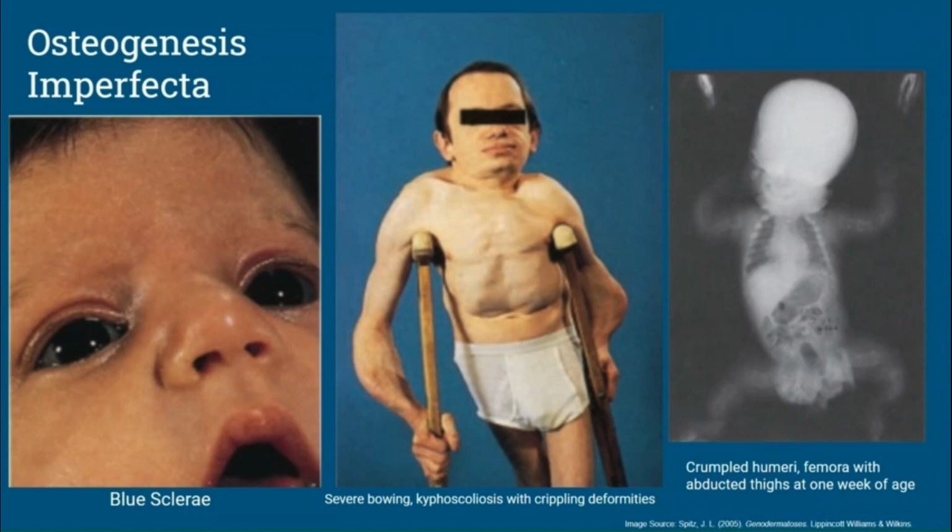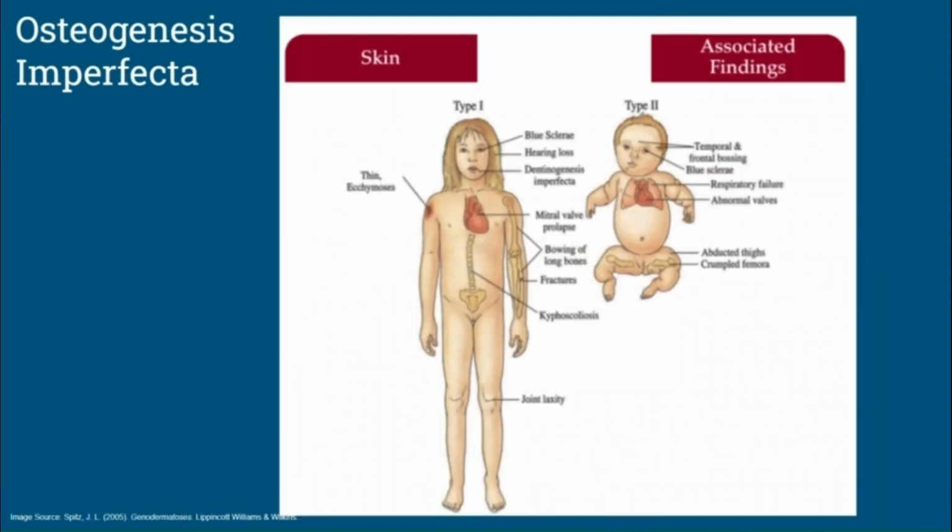Here are some examples of patients. The blue sclera is noted here on the leftmost picture. The middle picture is severe bowing, kyphoscoliosis, and crippling deformities. And on the right, this is probably a type 2 patient, with crumpled humeri and femora, with abducted thighs at 1 week of age. Here are 2 pictures, one for type 1 more so than type 2.